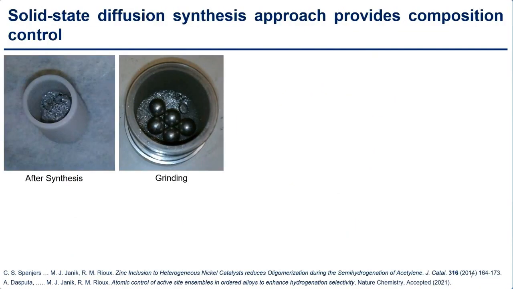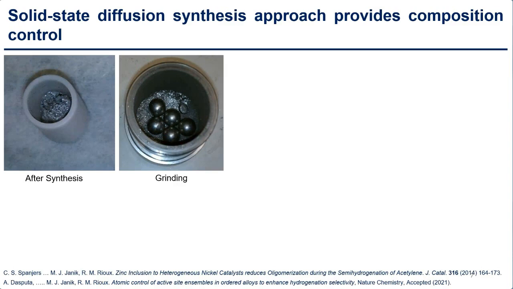So let's first talk about how we make these materials. These materials are made by a very simple solid-state diffusion approach. And we choose this approach over any other approaches because it really allows for tight composition control. And ultimately, that is what's most important to us in this work, is ensuring that we can finely tune the composition of palladium in these intermetallic gamma brass phases. So after synthesis, shown on the left, you have a small ingot of your intermetallic material.